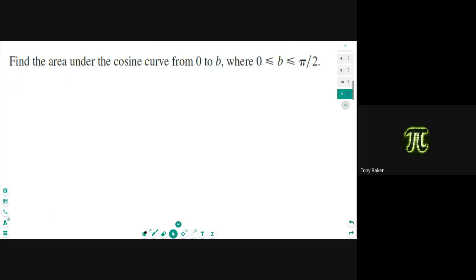All right, how do we set this one up? The bottom is 0 and the top is b. Yeah, so 0 to b. So that's the beginning setup of it. Even though it's not a number, it's still an interval. And then the integrand is cosine of x dx.